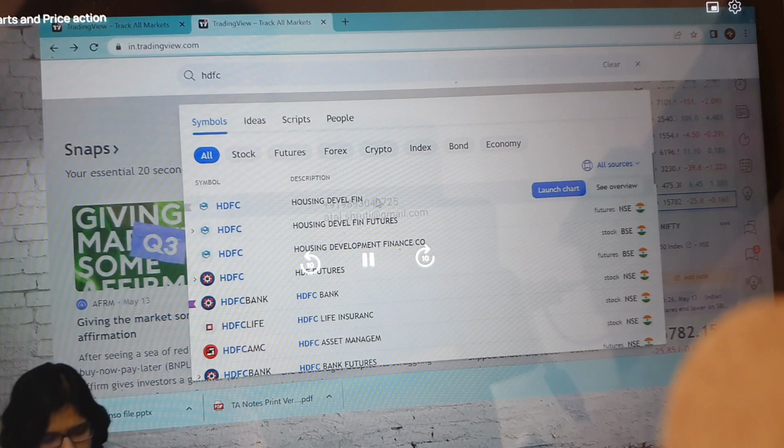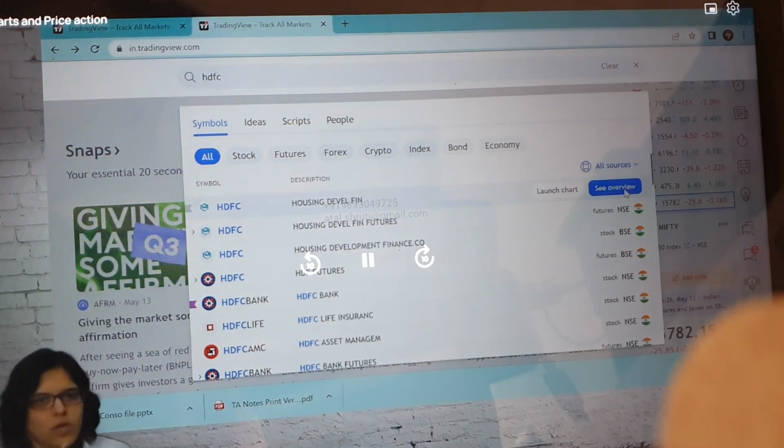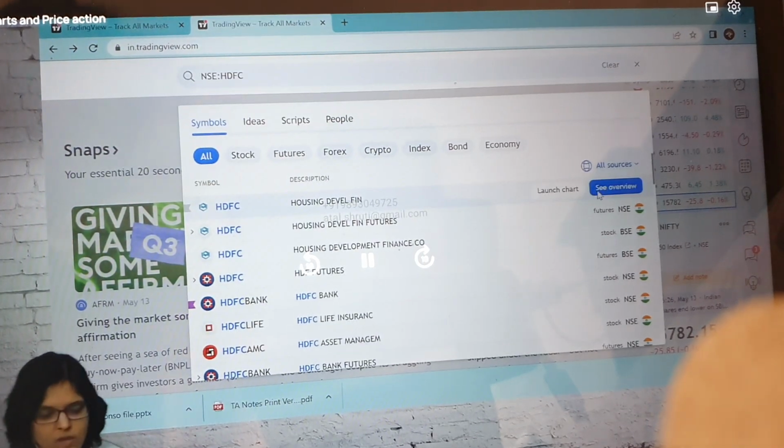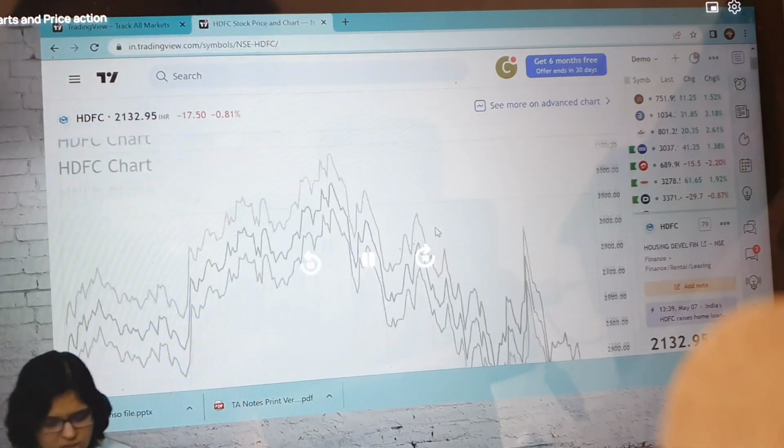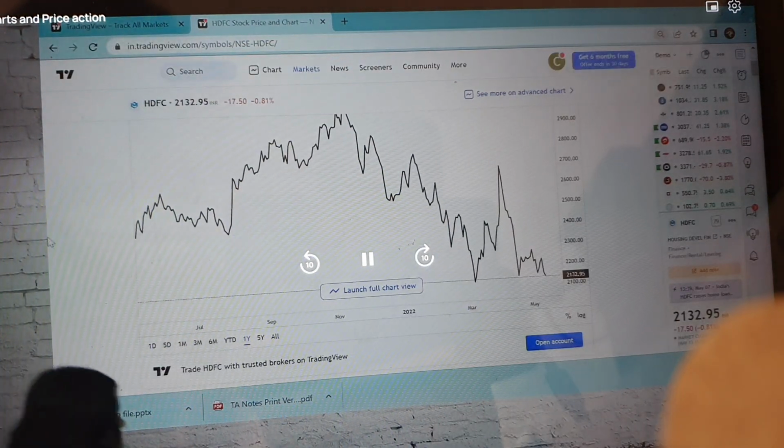So here if I just hover on that HDFC, I'm just taking the mouse, I have not clicked. You'll see 2 options, either launch chart or just the overview. If I launch the chart, a full screen chart will be launched. If I click on see overview, then it's not a full screen chart. This is how you can see a base level chart. I'll just try to zoom out a little bit. It's still visible, right?